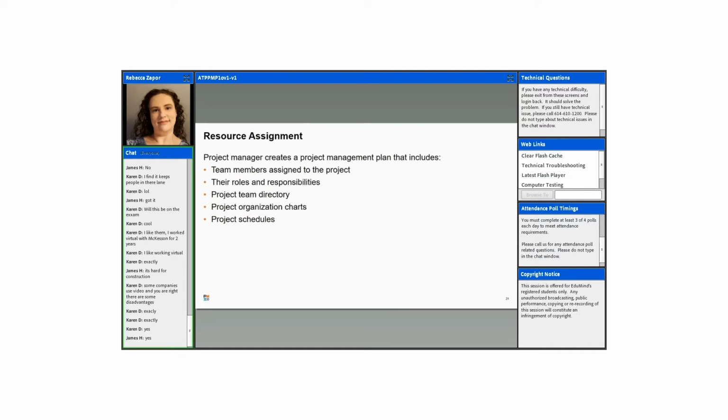And then resource assignment. So the project manager is expected to document the team members assigned to the project, what their roles are and their responsibilities. And this can also include things like organization charts and project schedules. And these assignments are going to make up an important part of the project management plan. So just keep that in mind. But resource assignment is handled by the PM typically, and it has to be documented thoroughly.